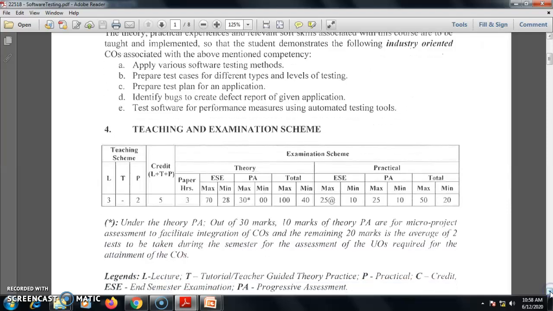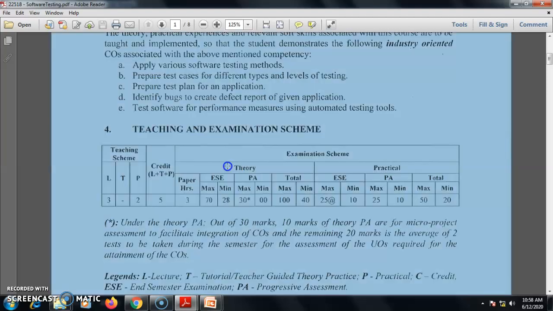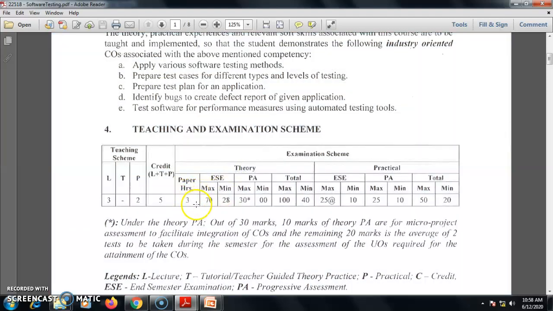Teaching scheme for examination. How many marks and what is the PA or practical marks, theory marks, we'll look into them. So theory PA is given here. End semester exam, means final theory exam, is of 70 marks. You have to get a minimum of 28 marks. Theory PA is of 30 marks.